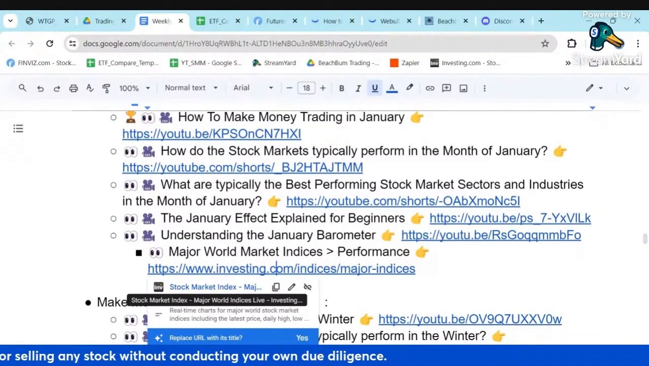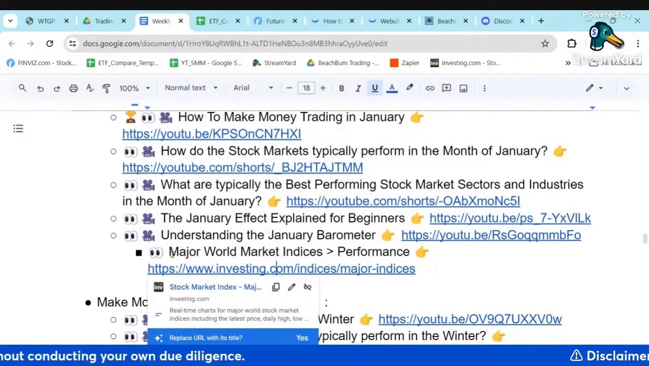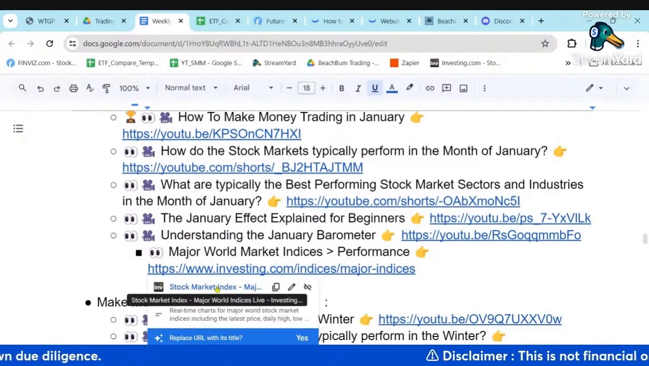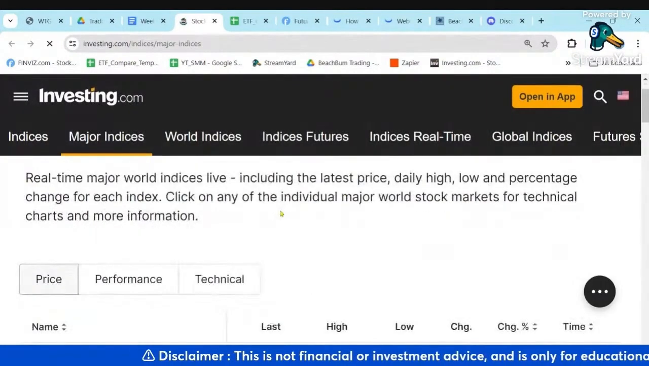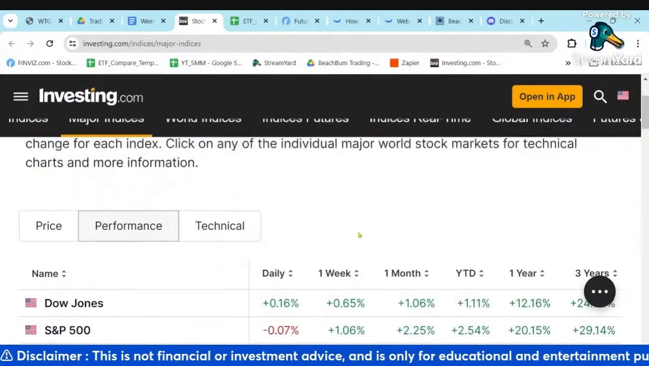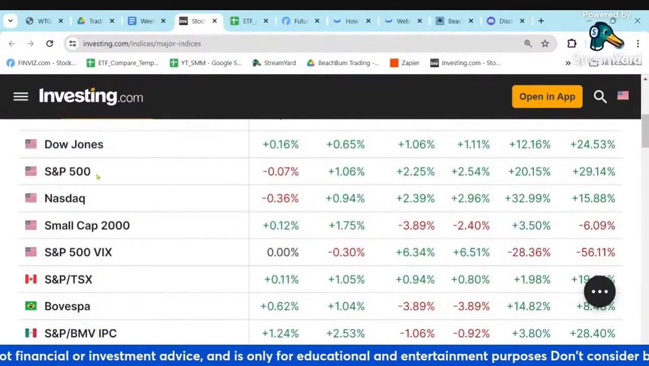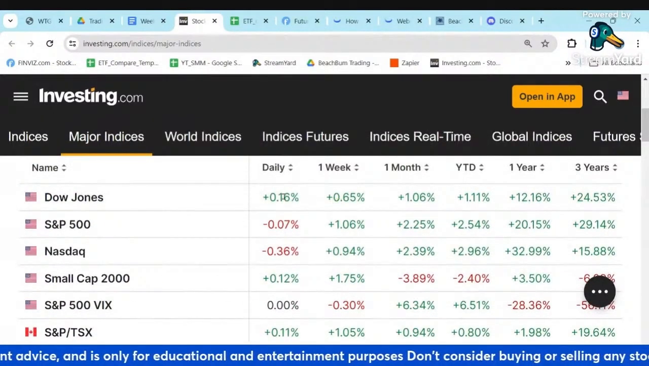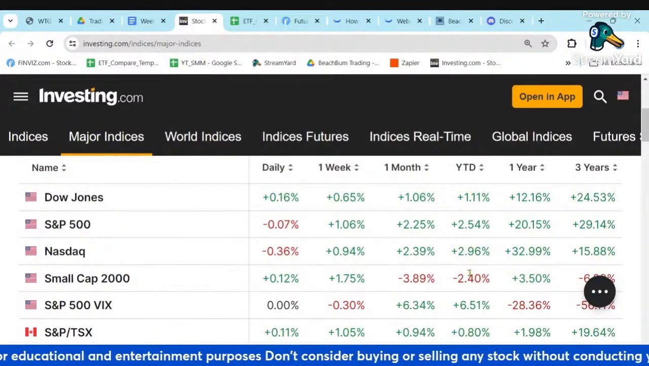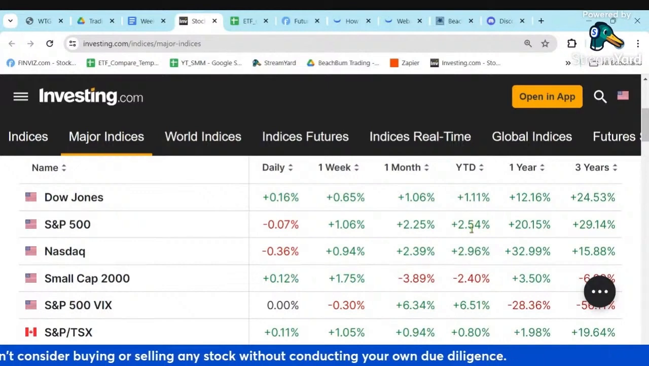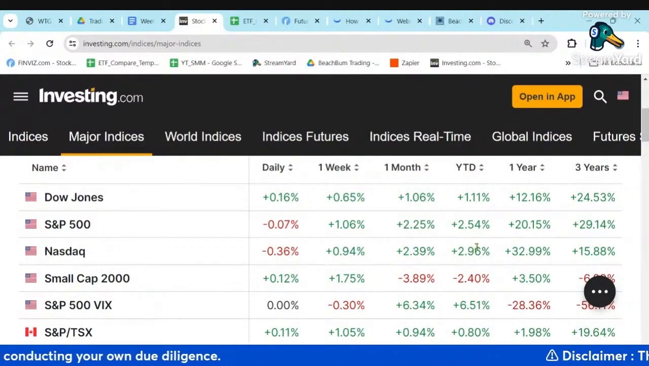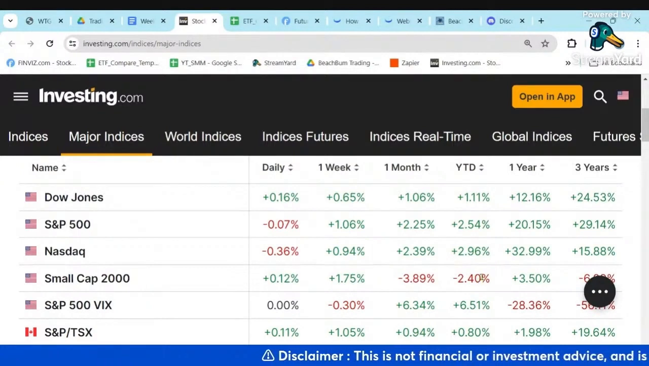You can get that information on the performance tab of the major world market indices on investing.com, so we'll jump over there. If we look at the US markets for year to date, for January, the Dow was up 1%, NASDAQ 2.4, the S&P 2.5, NASDAQ up almost 3%. The only negative was small caps. The Russell was actually down for January.